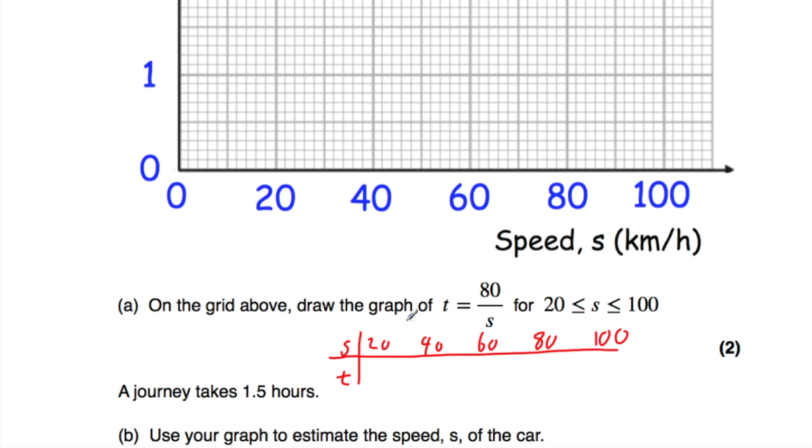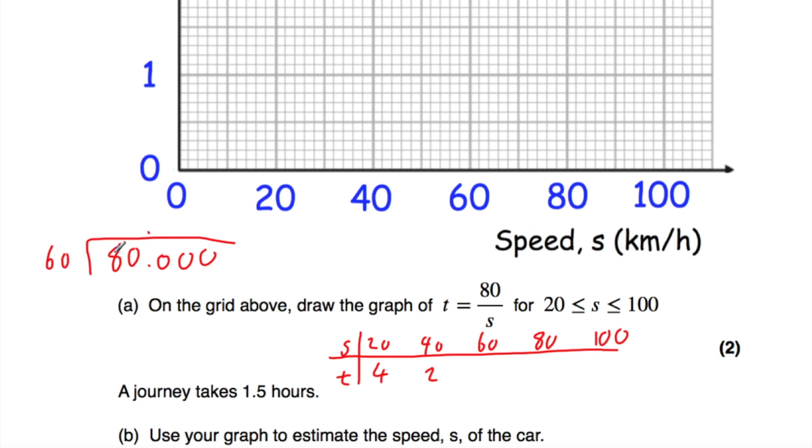So if s is equal to 20, we've got 80 divided by 20, and that's equal to 4. So t would be equal to 4. If s was equal to 40, we'd have 80 divided by 40. That's equal to 2. If s is equal to 60, you'd have 80 divided by 60. And I'm actually just going to use the bus stop method here. We've got 80 divided by 60. So I'm just going to put a decimal point and some zeros and divide it by 60.